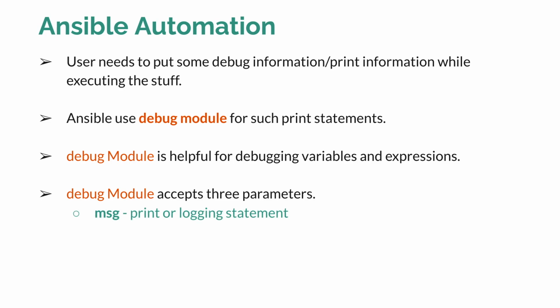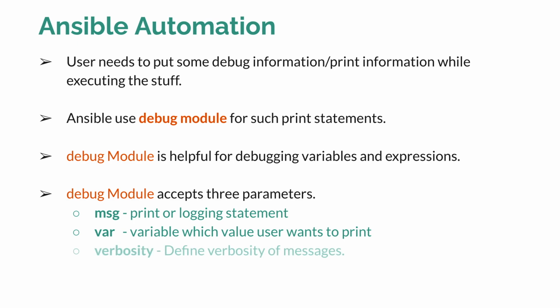First is the msg parameter, which is the print or logging statement which you want to print. You can put single to multiple statements in an Ansible playbook using the msg parameter. The second parameter is the var parameter, which is used to get and print the value of your variable. And the third parameter is verbosity. Verbosity defines at which particular verbosity level that logging statement will be displayed in your log.